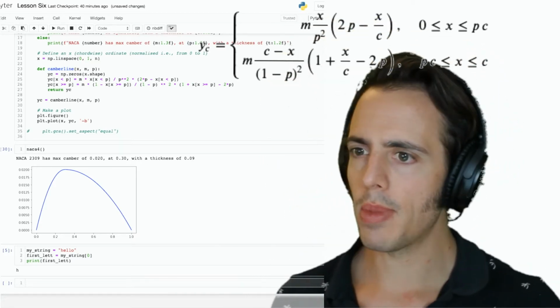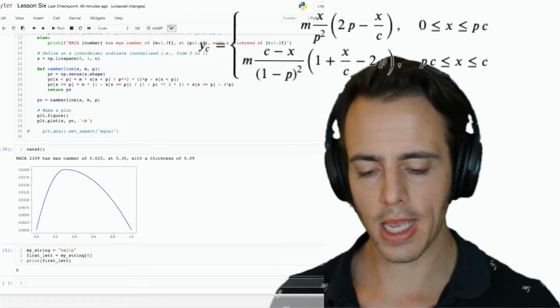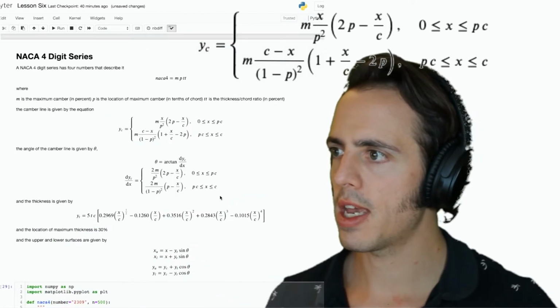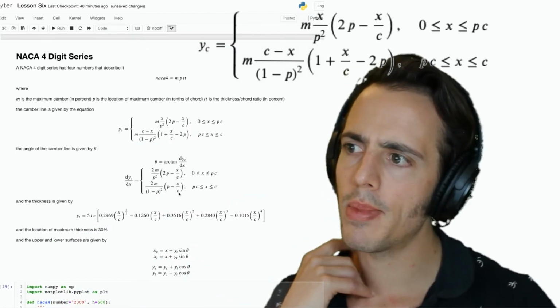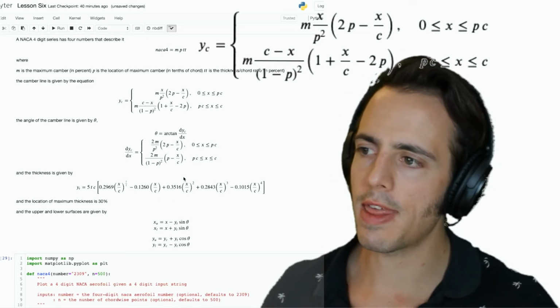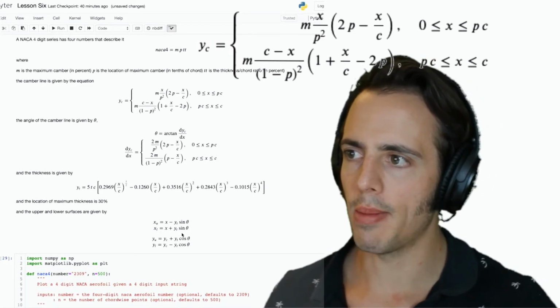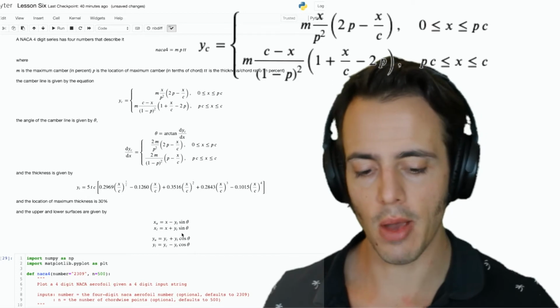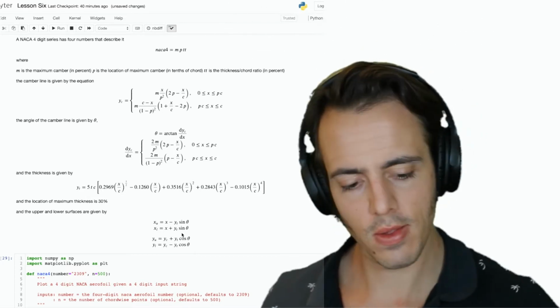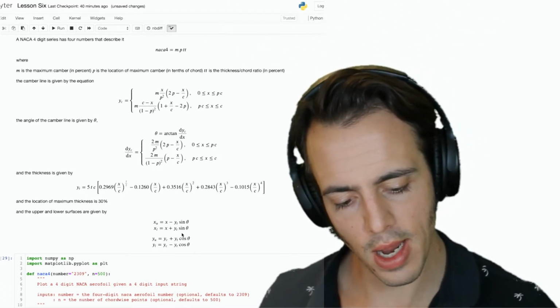Okay, so we've now got the camber line. We now need to work out the thickness. So let's see what we've done here. We need to work out the angle of the camber line because we can get the thickness, but we need the angle of the camber line to add the thickness above and below it. So let's bring the angle in.